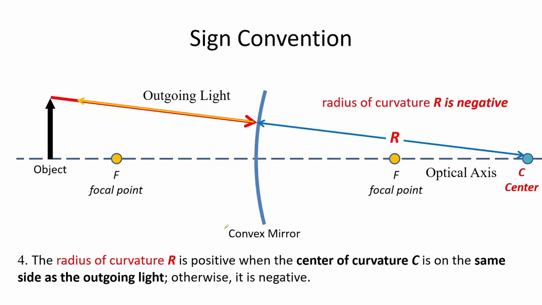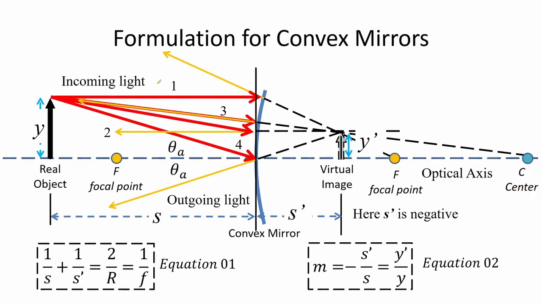The radius of curvature here is negative since the center of curvature is on the opposite side as the outgoing light. The relationship of the distances S and S' is given by equation 1. Here we see that it is the sum of the ratio of the distances S and S' which is proportional to the inverse of the radius or focal length.